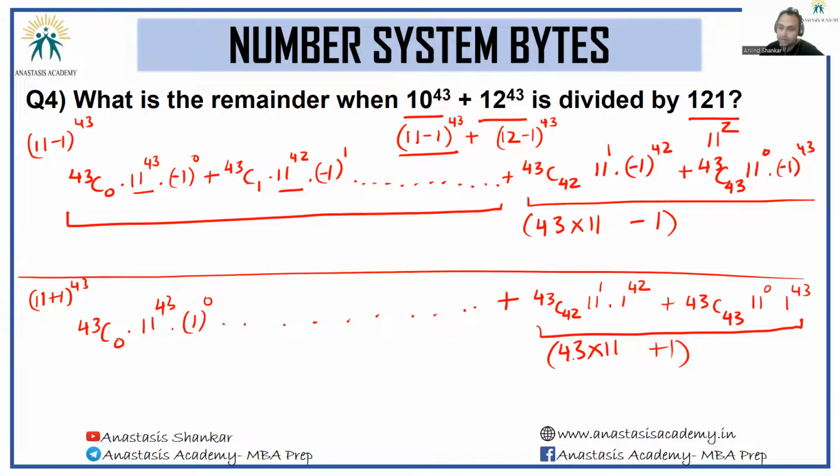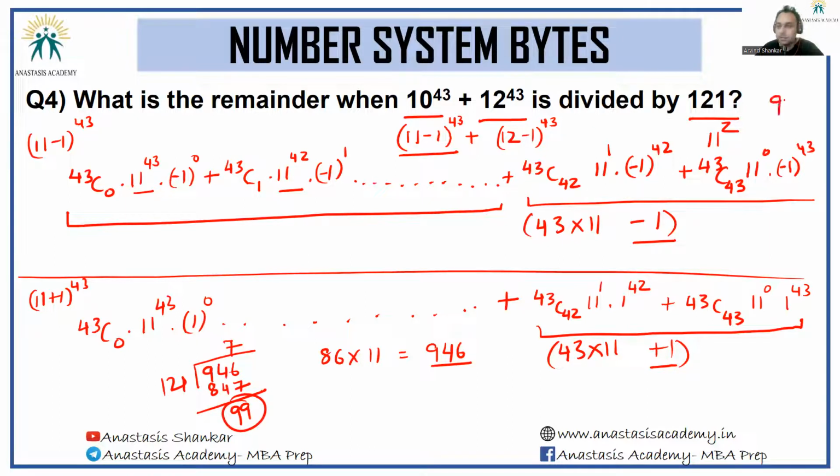So 43 into 11 and 43 into 11, I would get 86 into 11. I'm not caring about this minus 1 and plus 1 because they would cancel each other out. So 86 into 11 is as good as 946. So I have to divide 946 by 121 and see what the remainder is. 946 by 121, 7 times, I would get 847. So the remainder that is left is 99. Answer to the question would be 99.